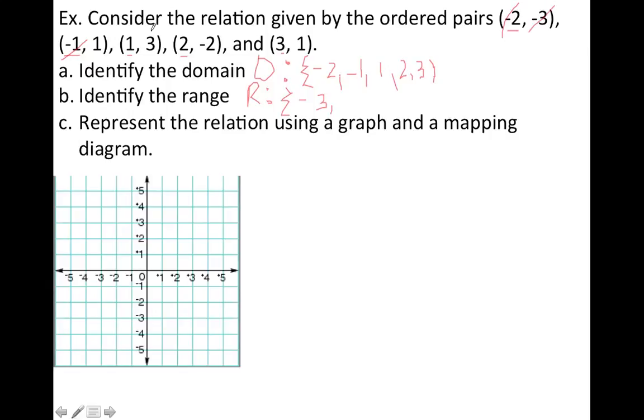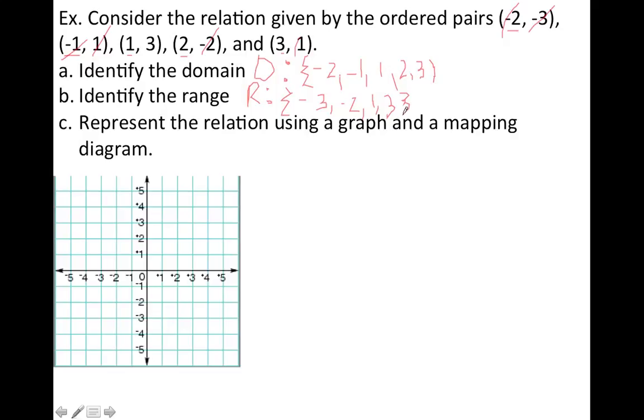Cross that out. I don't see other -3s, and I found another negative number, which is -2. So that'll be our next number. Cross that one out. Then we're left with 1, 3, and 1. So 1 will be our next number. Again, notice how we have a 1 here and a 1 here. We do not write the repeat, we just write it once. And our last number is 3.